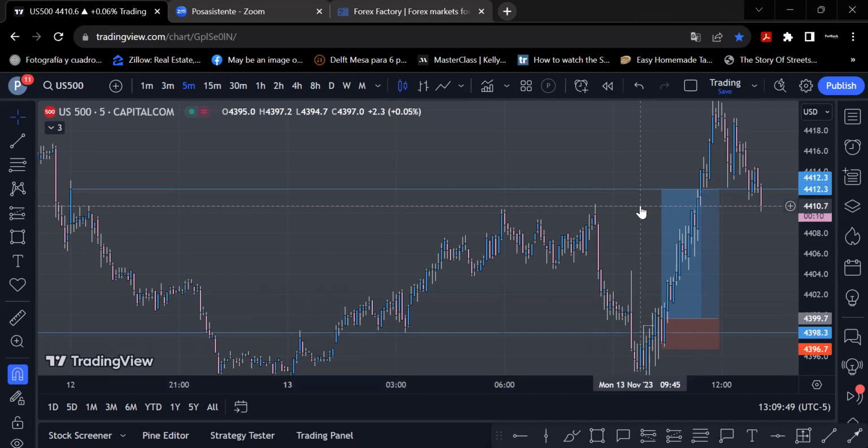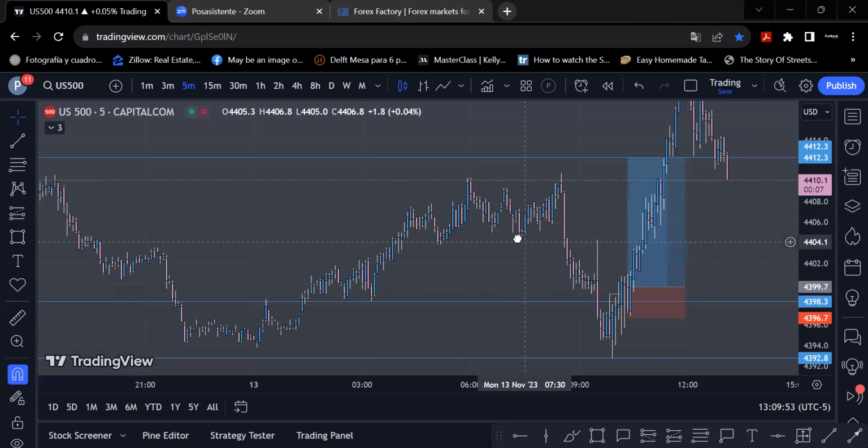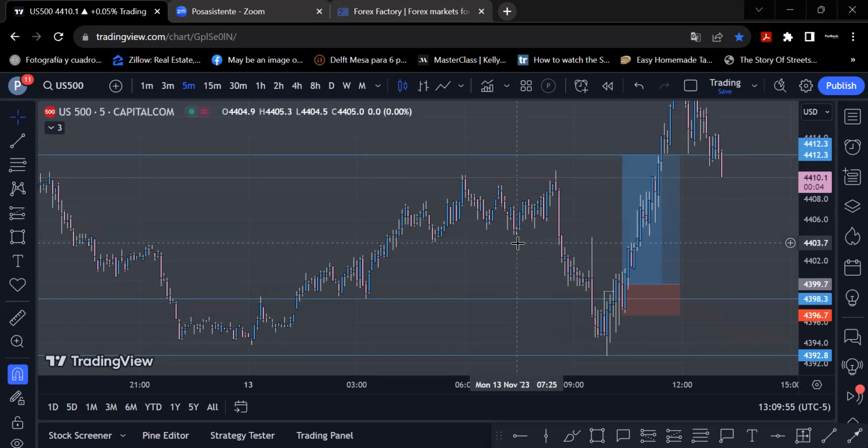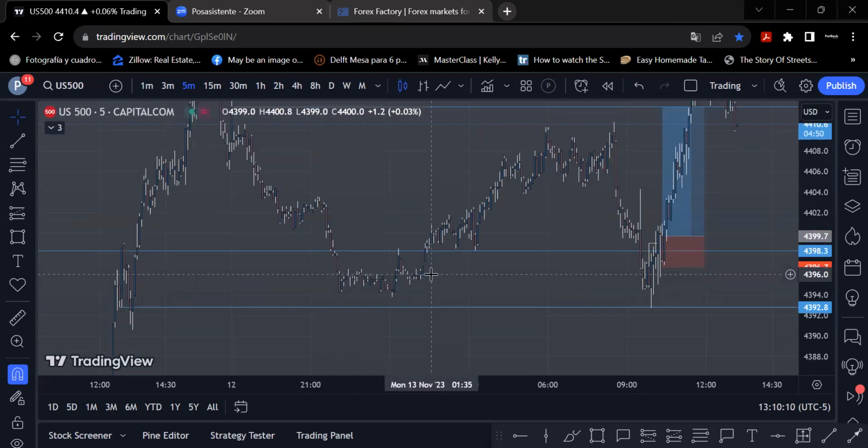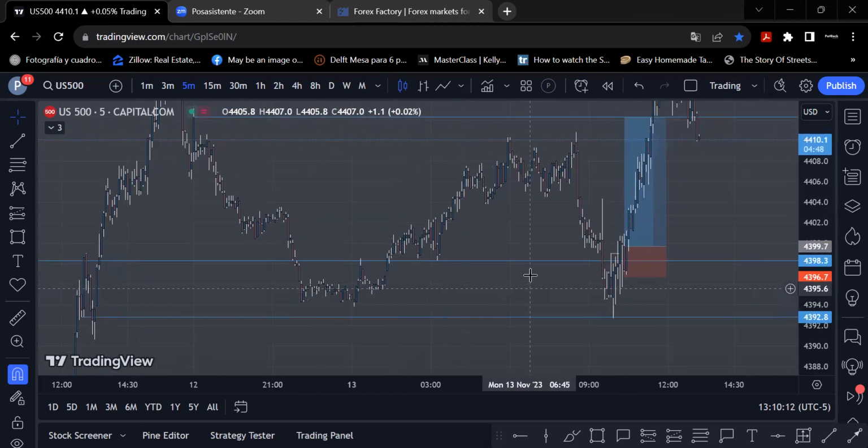Now, the reasoning for this trade would be because in the early New York session, we had been dropping down, okay? So since we have been dropping down and we took out what would be the liquidity area here, that would indicate to us that we could possibly start reversing to the upside once again.